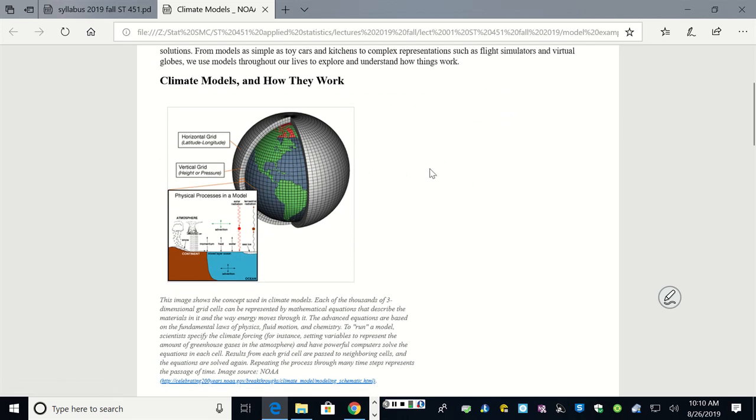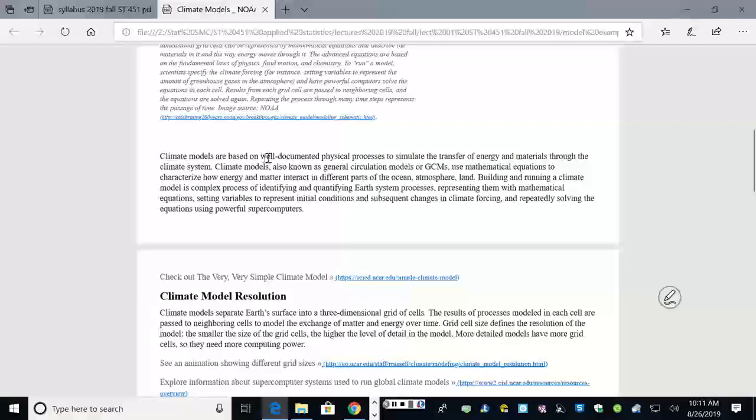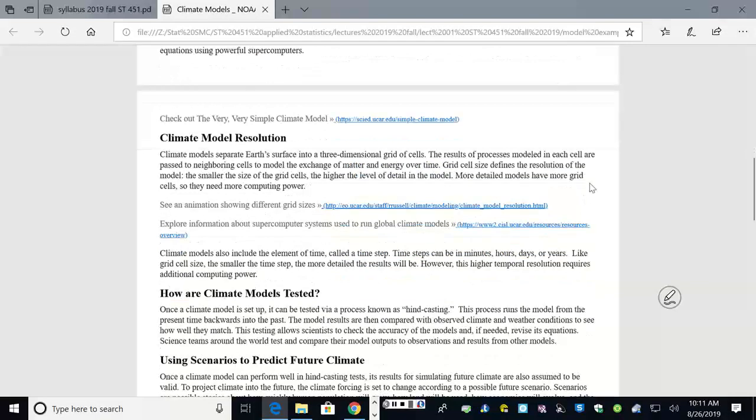So their models have these grids, latitude, longitude, but then also atmosphere, height or pressure, and a huge number of processes going back and forth between those little different pixels in there. And so they're based on well-documented physical processes and so on. There's a certain resolution to the model. Is it square meters? Is it square miles, kilometers? Is it at 100 square kilometers, right? So they can be at different levels.